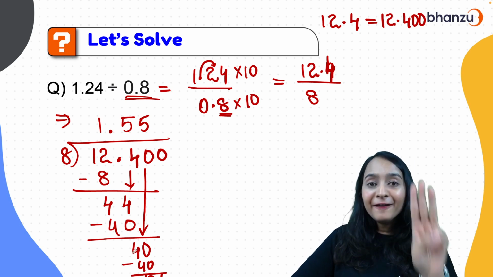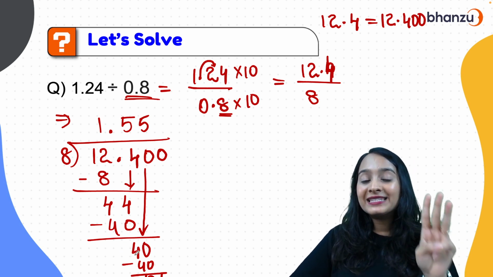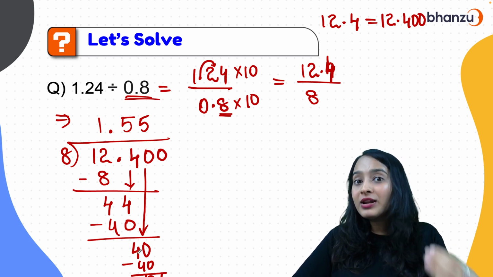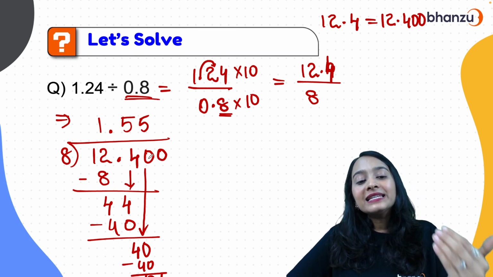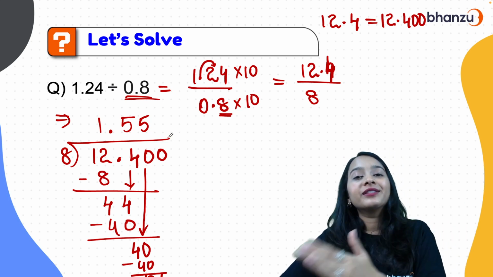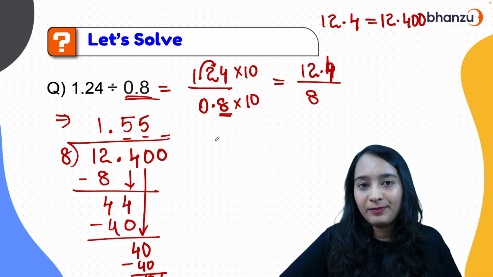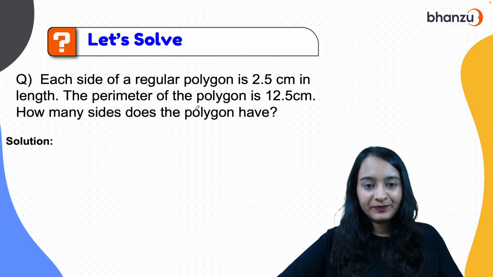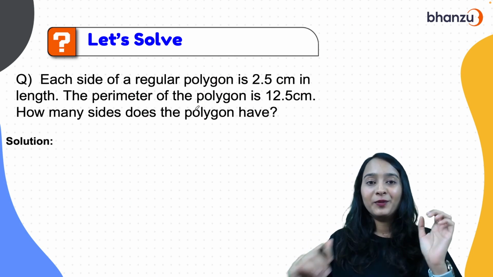Number 3. If you don't get a 0 as the remainder, which happened here, where you got the number 4, you can just add zeros at the end and pull down the zeros to further divide till 3 decimal places. Alright, so these are the 3 things that we have learned. Now, let's solve a word problem.